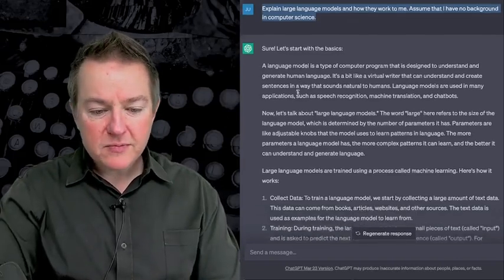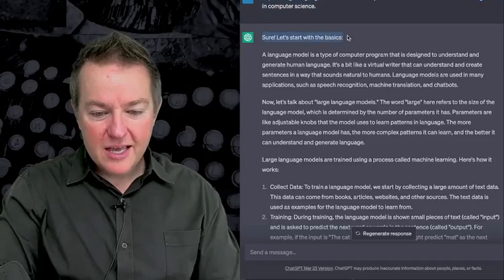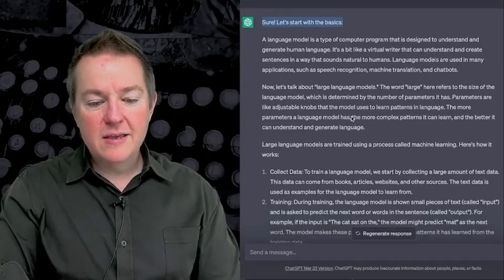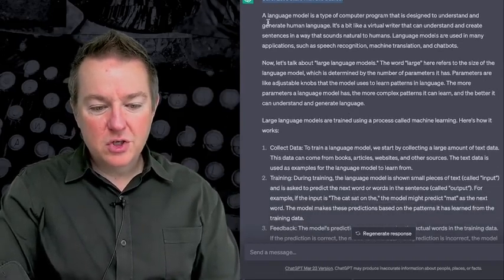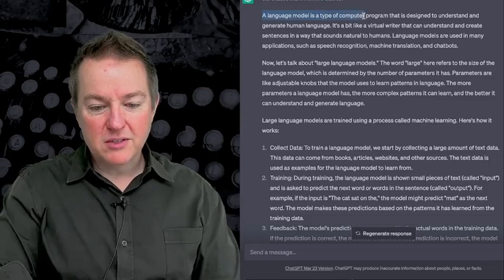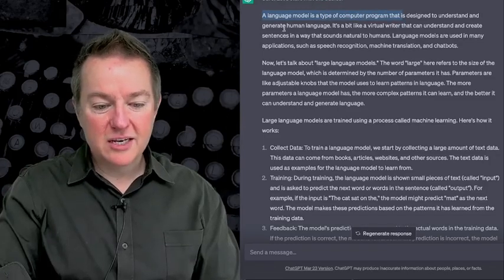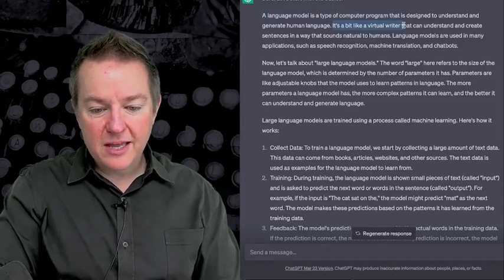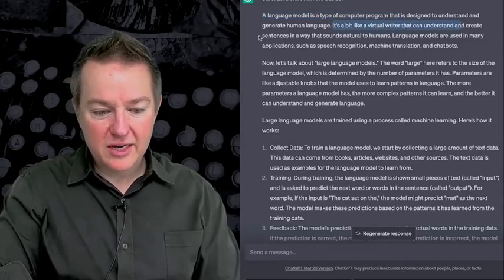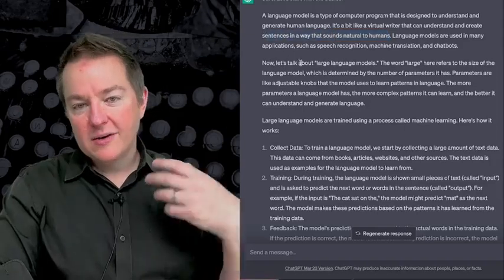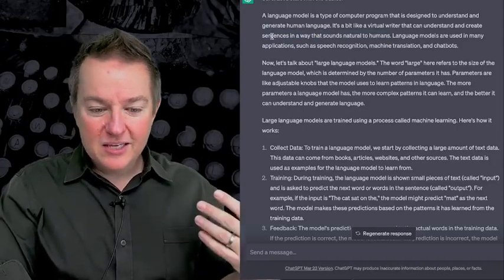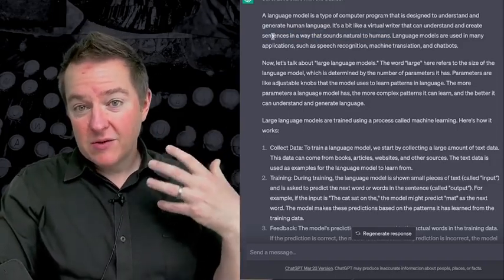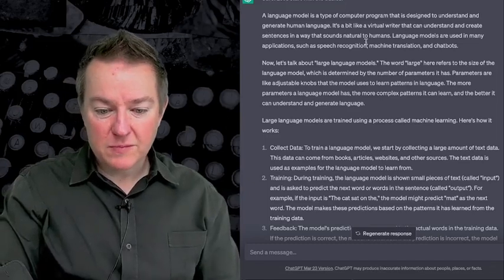And so it says, sure, let's start with the basics. And I want to call out just a couple of things. It starts with a very intuitive way of describing this. A large language model is a type of computer program that's designed to understand and generate human language. It's a bit like a virtual writer that can understand and create sentences in a way that sounds natural to humans. And so it's not describing it like it would to a computer scientist. It's describing it to be something that is accessible and approachable to anyone.